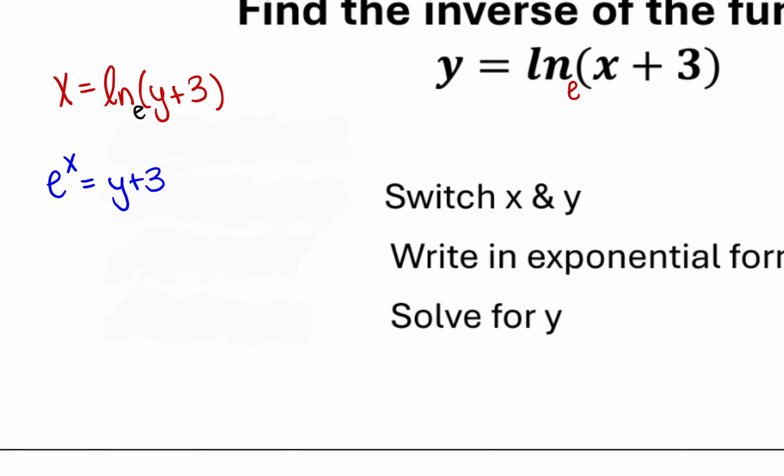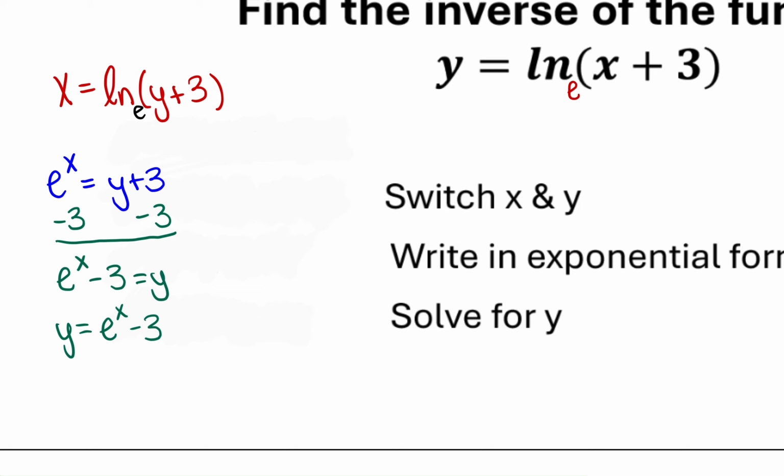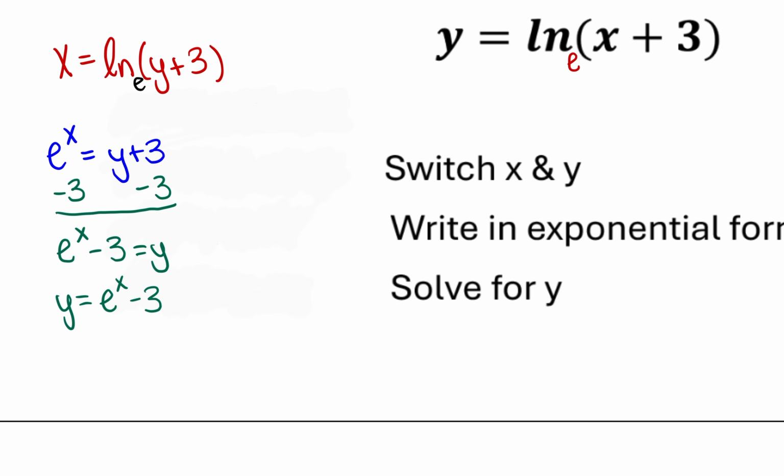So I notice that I have y plus 3. I will get rid of the plus 3 by subtracting on both sides. This will leave me with e to the power of x minus 3 is equal to y. Or essentially, y is equal to e to the power of x minus 3. I just simply rewrote it. So did I get y to be all by itself? Yes, I did. So my final step is to rewrite this to be the inverse notation. So I have the inverse of y is equal to e to the power of x minus 3.